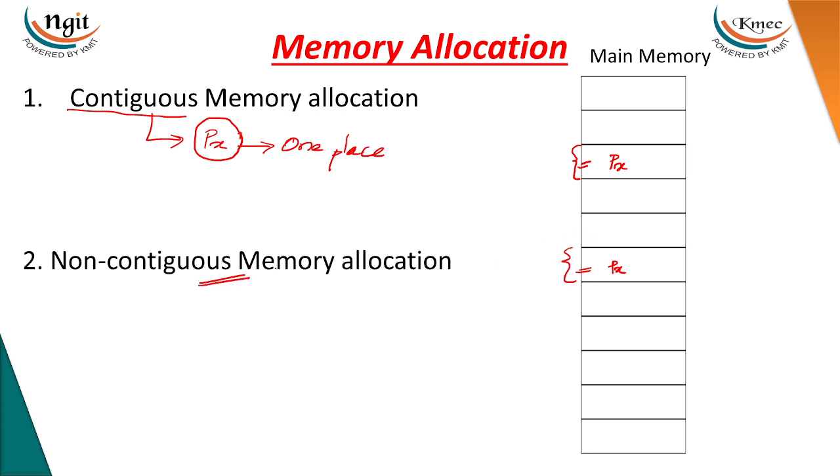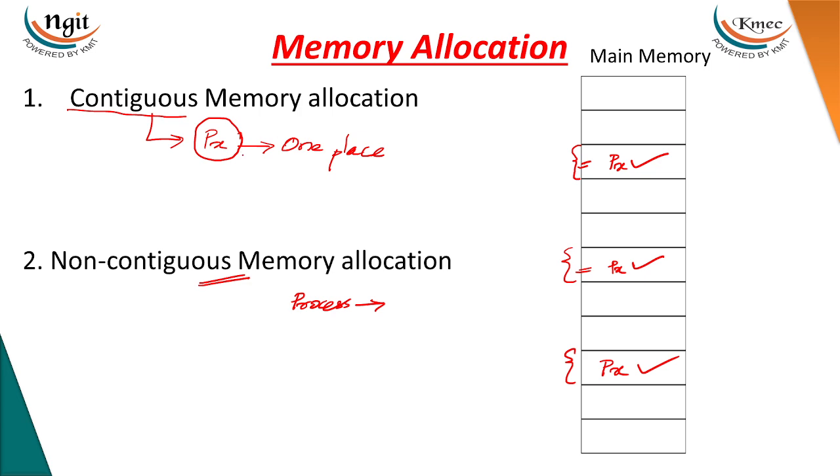Then the second one is non-contiguous memory allocation. That means a process px has to be stored into the main memory. Some part of px is stored in this particular memory segment, and another part of the same process will be stored in this particular segment. And if some more part is required, you can add this particular segment also.